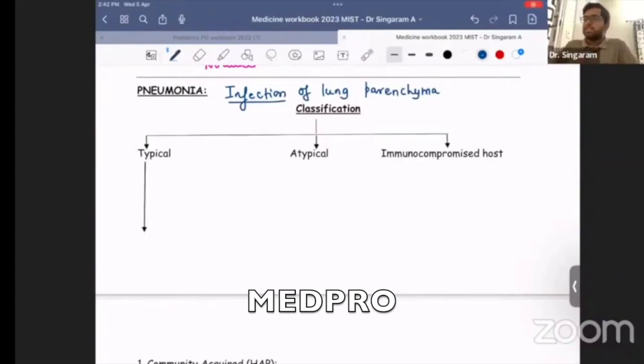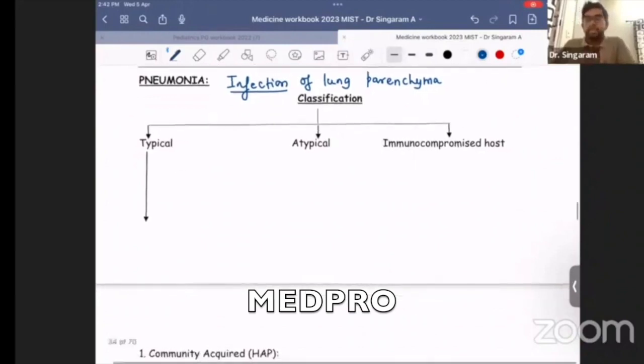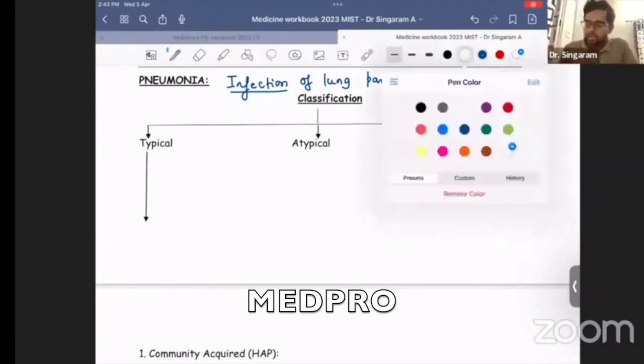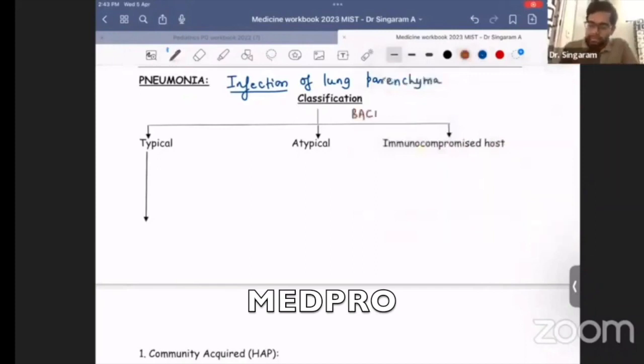First, I will start with this classification: typical pneumonia, atypical pneumonia, and pneumonia in an immunocompromised host. Typical pneumonia is characterized by the usual organisms, what we call typical organisms. Generally, pneumonia is commonly caused by bacteria or virus. First thing, it is almost always caused by bacteria compared to viruses. So pneumonia is an infection of bacteria more than virus.